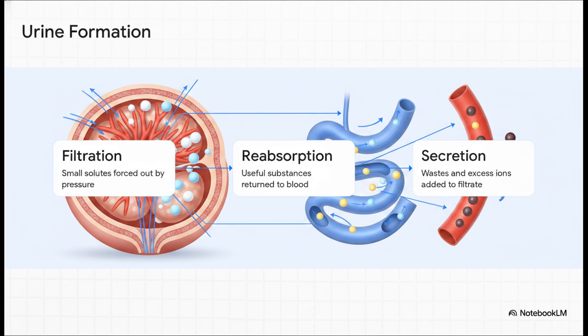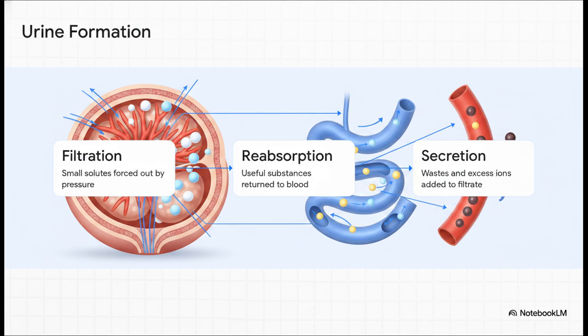High blood pressure essentially forces water and small solutes out of the glomerulus and straight into Bowman's capsule. But step 2 is tubular reabsorption, because hey, we don't want to pee out all the good stuff we just filtered. So as that fluid travels through the tubules, mostly the proximal convoluted tubule, the body works hard to actively and passively grab the water, glucose, and ions it needs and pulls them back into the bloodstream.